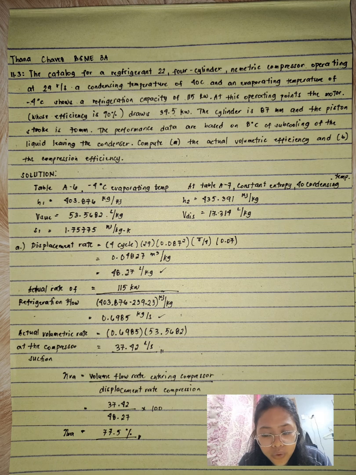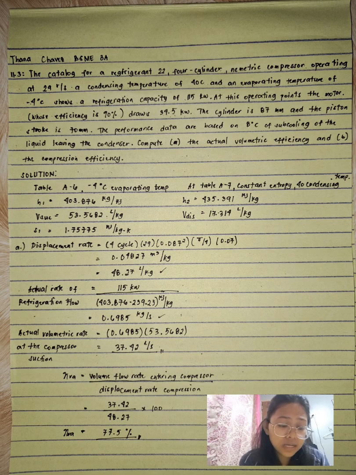At these operating points, the motor, whose efficiency is 90%, draws 34.5 kilowatts. The cylinder bore is 87 mm and the piston stroke is 70 mm. The performance data are based on 8 degrees Celsius of subcooling of the liquid leaving the condenser. Compute the actual volumetric efficiency and the compression efficiency.